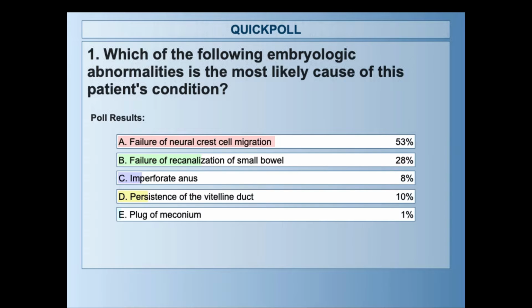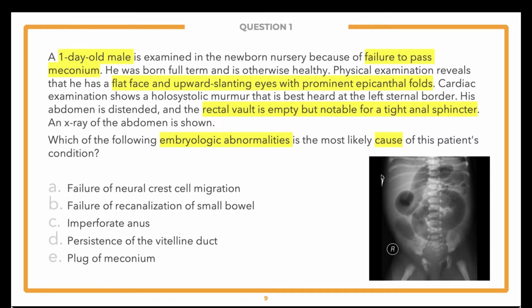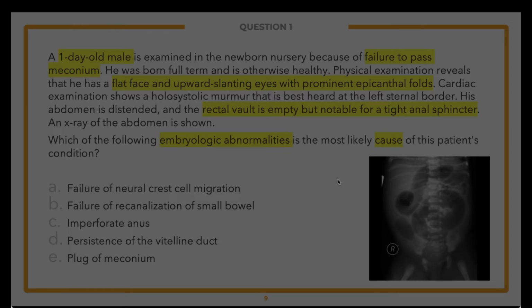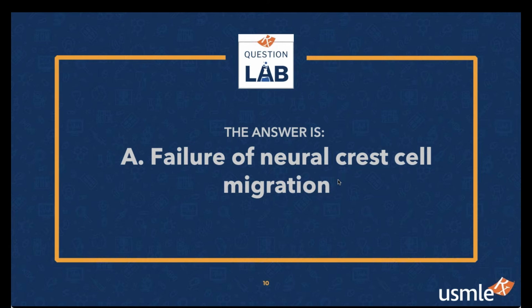Okay, so with that, let's go ahead and hide the results and reveal the answer. And the answer for question 1 is indeed answer choice A, failure of neural crest cell migration. Well done, everybody. That is a good way to start tonight's event. If you didn't get it right, that's okay. That's why we're here. We're here to learn. We're here to get better so that we get these things right on test day. So for that, I am going to have Abraham walk you through it.